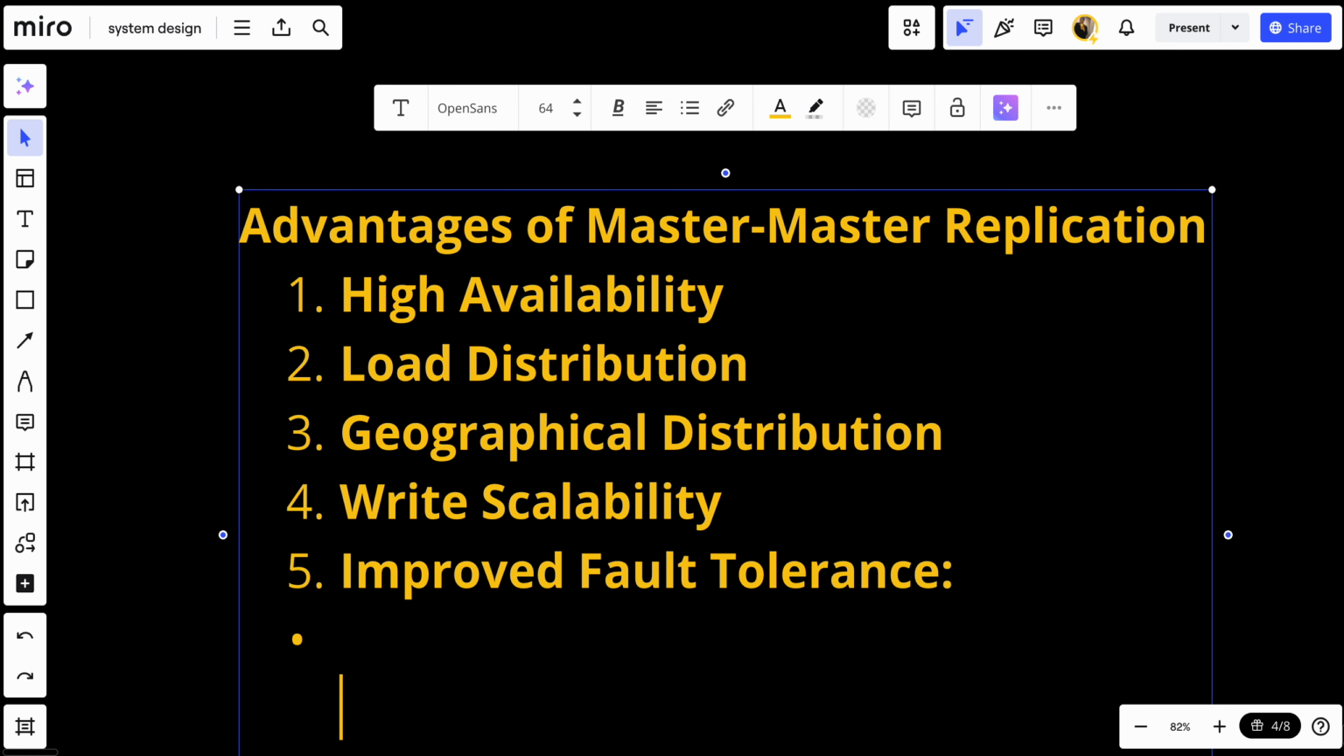And lastly, we have improved fault tolerance, because with multiple nodes capable of accepting writes, the system is more resilient to failures. If one master goes offline, others can seamlessly take over without needing a complex failover process.